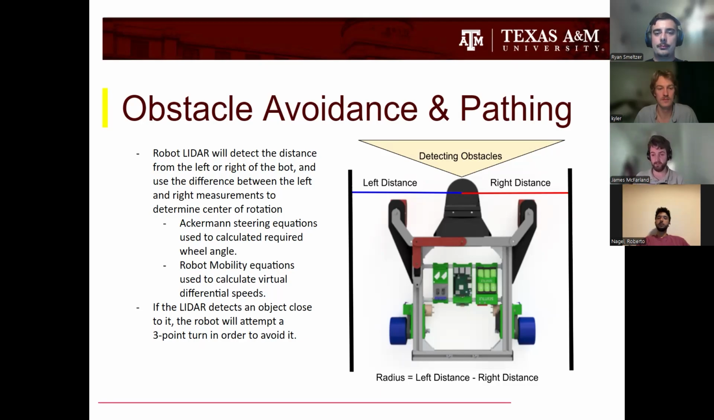It would then take that measurement along with other measurements of the overall robot's dimensions and use them to determine the Ackerman steering equations used to calculate the wheel angles, and then the steering angle for the front end of the robot with the servo-controlled steering mechanism. And then if the LiDAR would detect obstacles in front of it or too close to the front of the drivetrain itself, it would attempt to use a 3-point turn in order to avoid it.